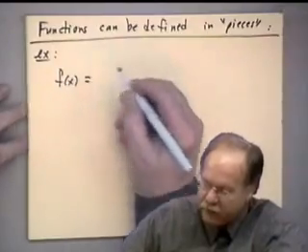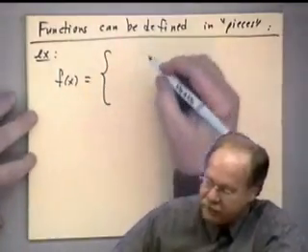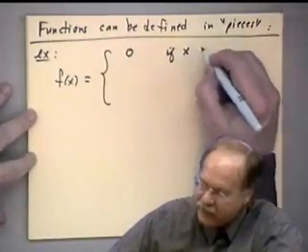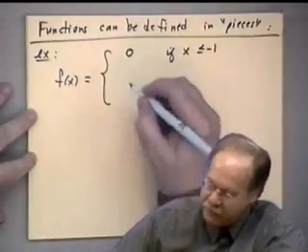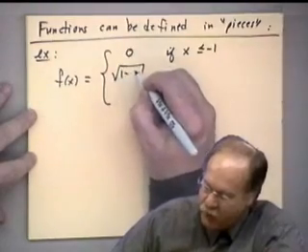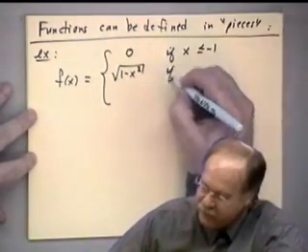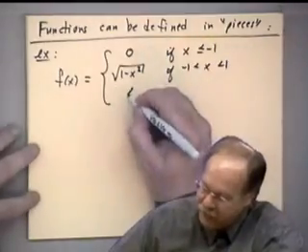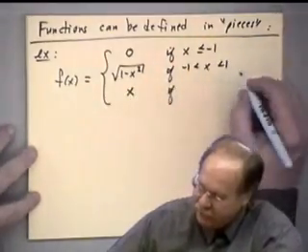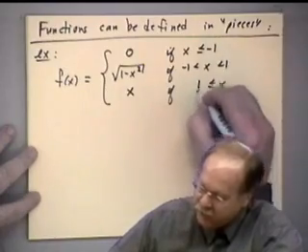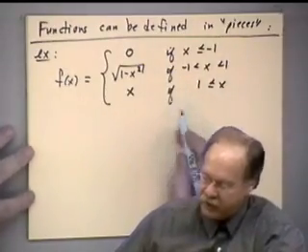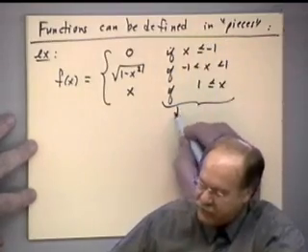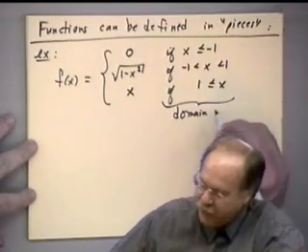F of x equals, and we'll define this in 3 parts, so 3 pieces. First part, it will be 0 if x is less than or equal to minus 1. We'll define it to be 1 minus x squared if x is caught between minus 1 and 1. And we'll define it to be x if x is greater than or equal to 1, writing it in that fashion. This part of this expression here defines the domain of f.